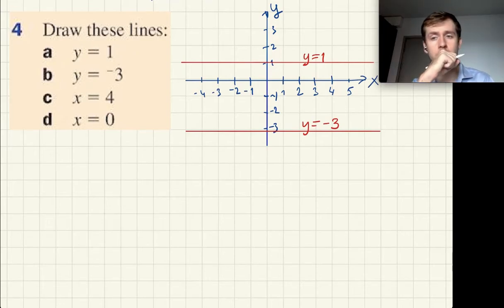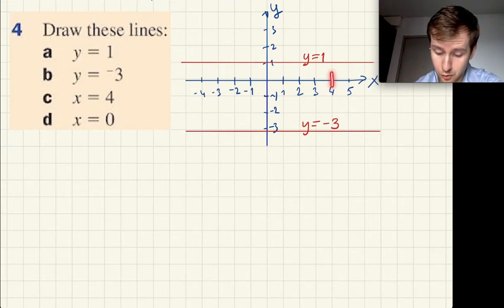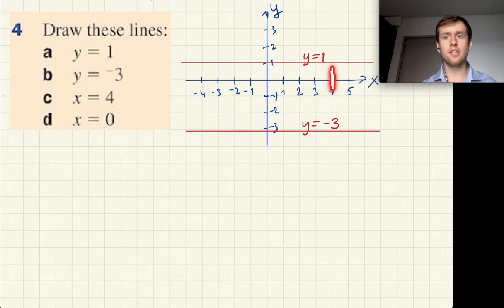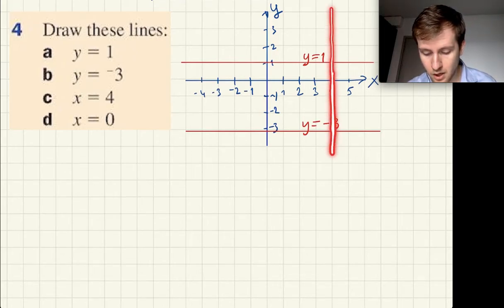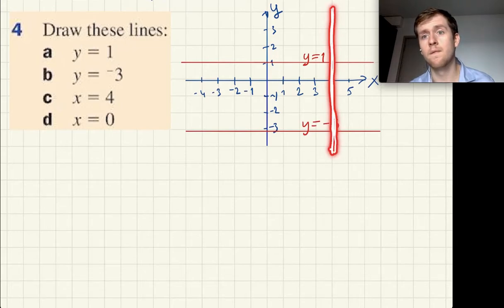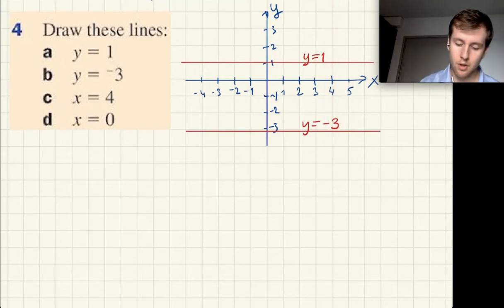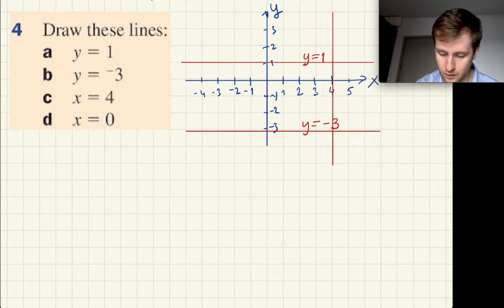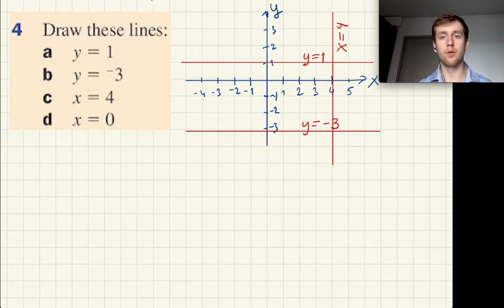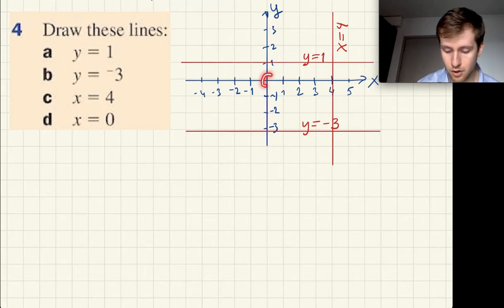Next, x equals 4. When it comes to x, the line is going to be vertical. So x equals 4 is here. We can just tell ourselves x is always 4, but y can be anything it wants to be: 1, 2, 3, 4, whatever. You just care about x being equal to 4 all the time. So this is the line. Let me write it here: x equals 4.